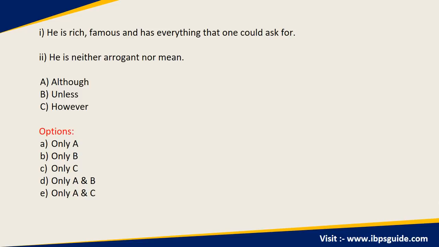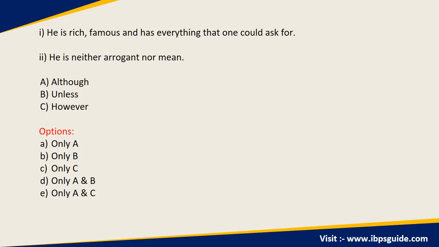Normally, if someone is very rich and very famous, they will be arrogant or rude. So here they're saying that he is not. So what you're trying to say is that even though he is rich and famous, he's still not the kind of person who is arrogant or rude. That is the implied meaning. So now with this meaning in mind, let's take a look at the options.